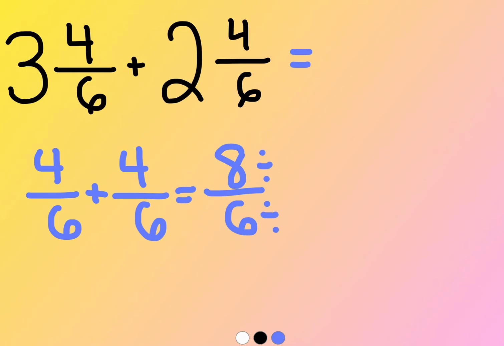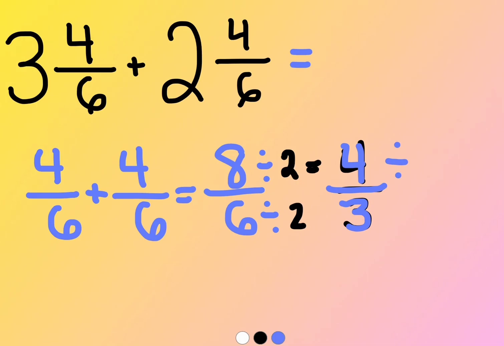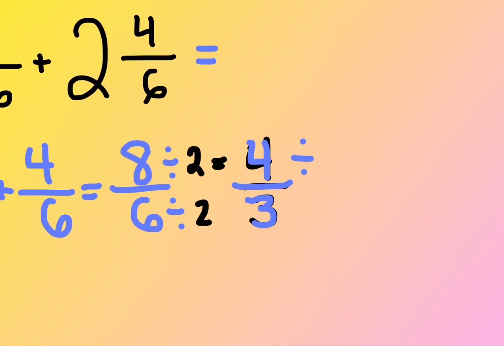8 has 2 and 4, 1 and 8. 6 has 1 and 6, 3 and 2, so they both have the 2 in common. 8 divided by 2 is 4, and 6 divided by 2 is 3, so I have the answer of 4/3. And now I'm going to change this to a mixed number. How many times can 3 go into 4 without going over?